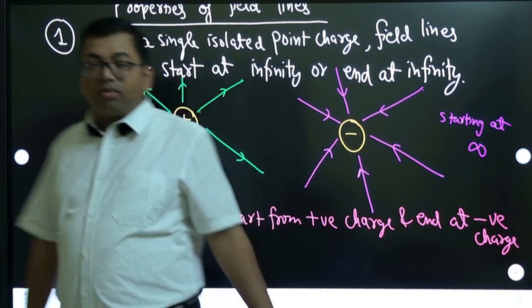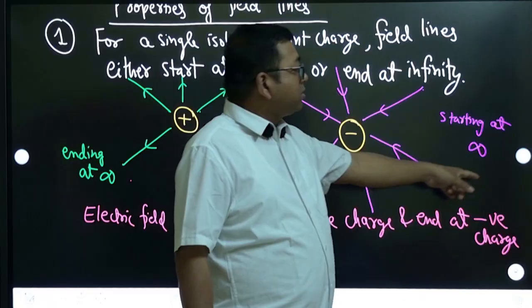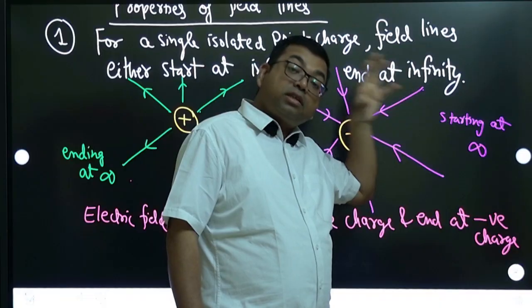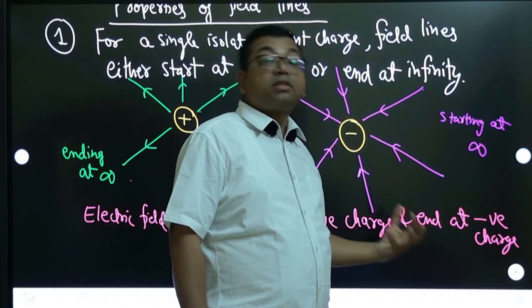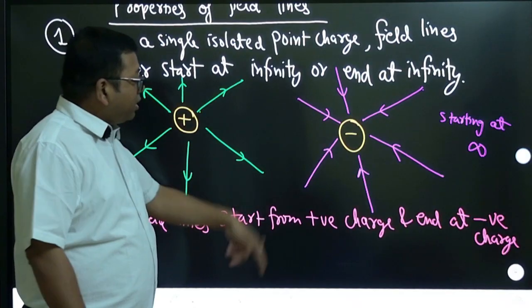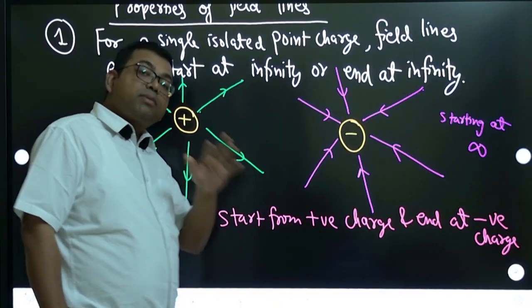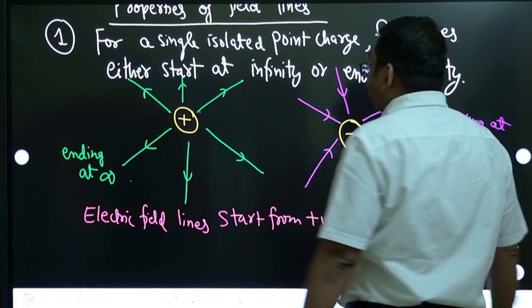What does that mean? If you take this negative charge, the field is coming from infinity, so that means at infinity you can assume there will be some positive charge, because field starts from positive charge. Similarly here, the field is going to end at infinity, so that means at infinity there must be some negative charge. You have to assume that. Okay, so this is the important point.